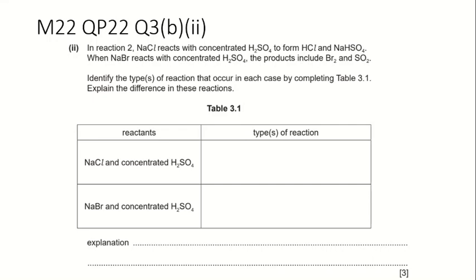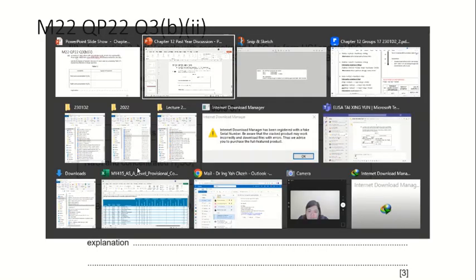This is a question from March 2022. It is about the reaction between concentrated sulfuric acid with sodium chloride and also with sodium bromide. So let me just go to the notes for this chapter.